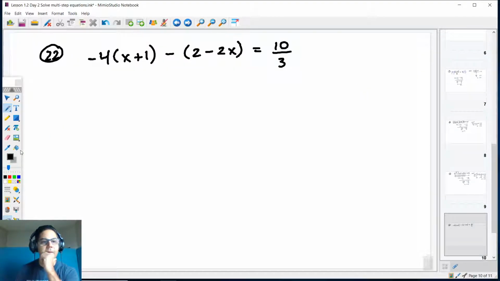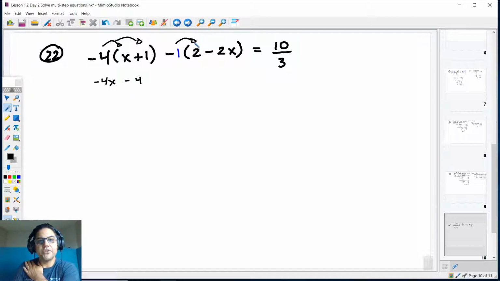All right, let's see here. Remember, we can go ahead and put this here. Now remember, if you need to, you can pause the video and write down the problem if it feels like I'm going fast. Negative 4 times x is negative 4x. Negative 4 times 1 is negative 4.